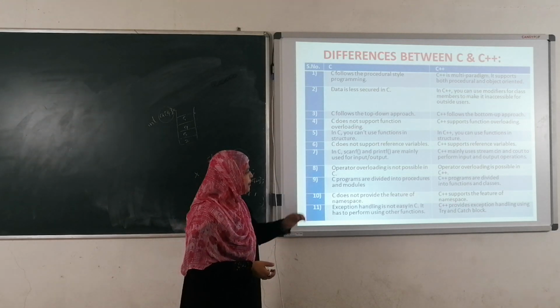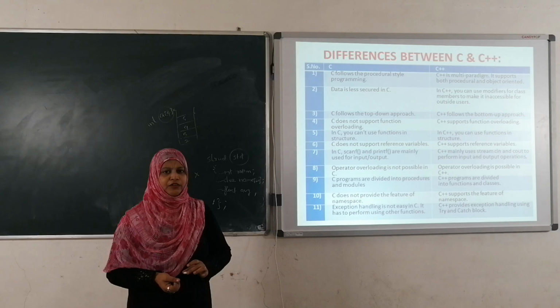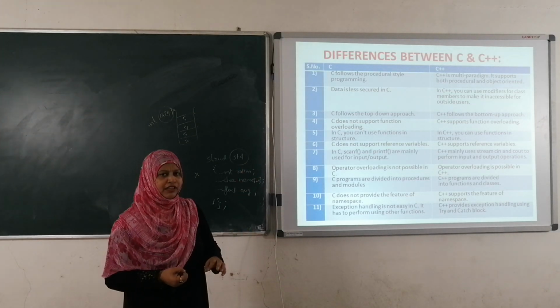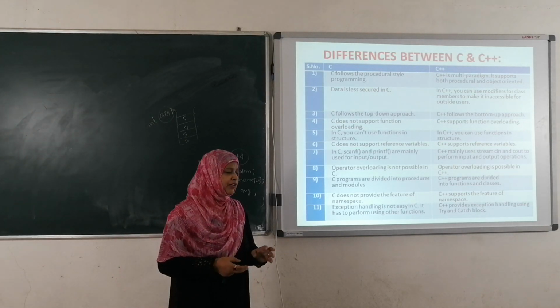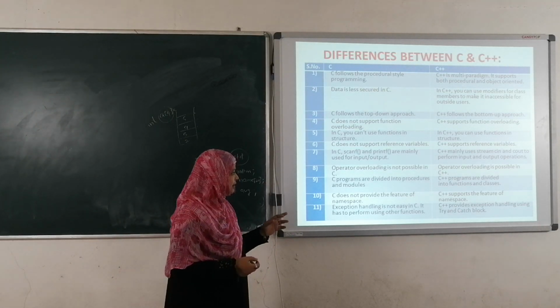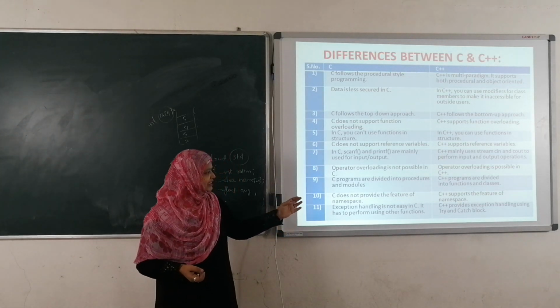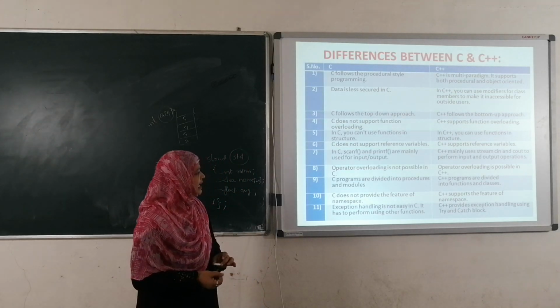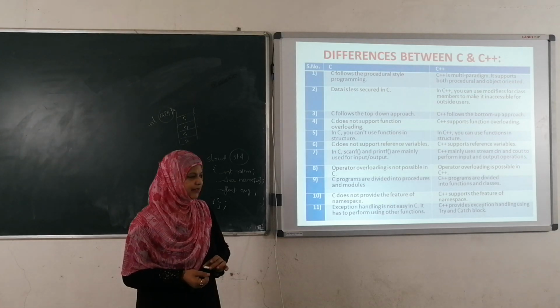Now next is, operator overloading is not possible in C, whereas in C++ operator overloading is possible. Already I explained what function overloading is. In the next class I will explain operator overloading by using one example. Next, C programs are divided into procedures and modules, whereas C++ programs are divided into functions and classes, right?